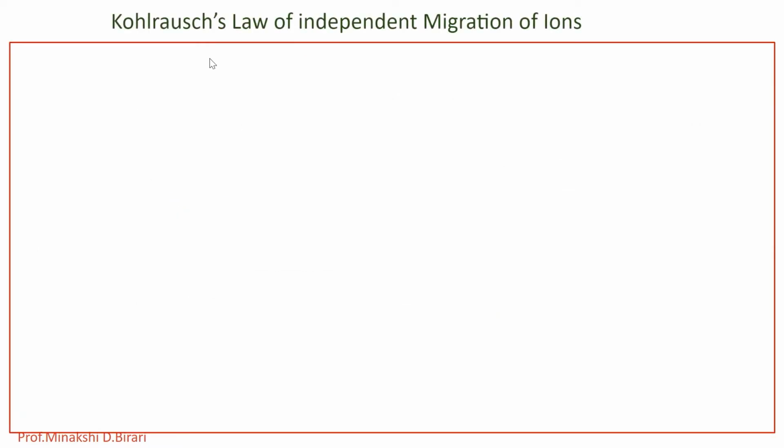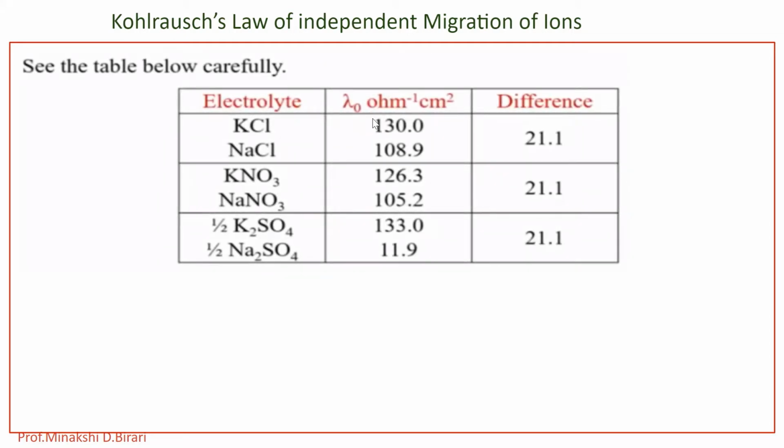So, Kohlrausch's law of independent migration of ions can be observed with this example. If we observe this table, here are the different electrolytes, and the values of equivalent conductance are given in per ohm centimeter square. In this table, for K2SO4 and Na2SO4, the factor one half appears because concentration in gram equivalent per liter is considered and not in mole per liter.